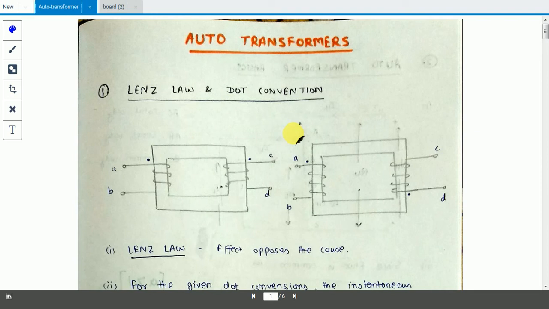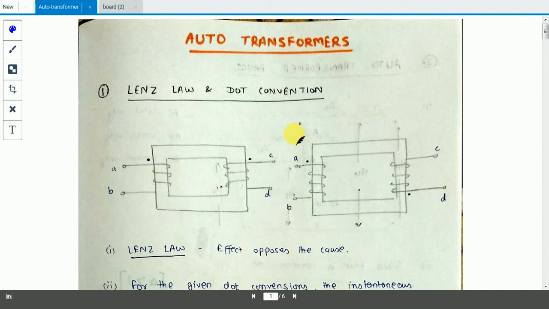This lecture will be in parts. The first part will deal with Lenz law and the dot convention, because it is important to understand both the two-winding transformer and the auto transformer. After that we'll deal with the auto transformer part: all the derivations, the kVA advantage, copper saving, all its merits and demerits, its comparison with the two-winding transformers, and all the related formulas, in part 2.